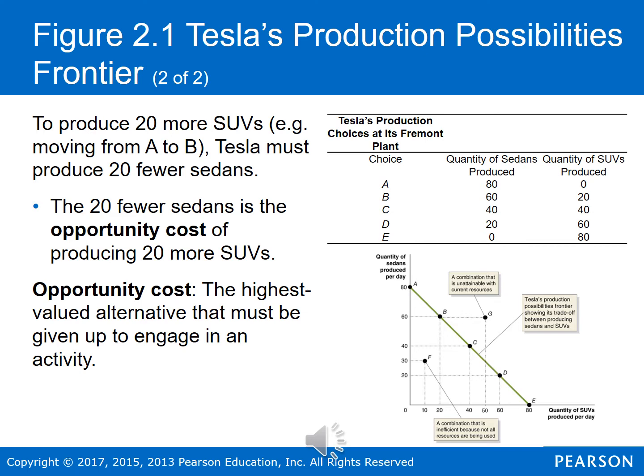Now let's say, for instance, that Tesla is producing at point A on the production possibility frontier. They're producing 80 sedans and 0 SUVs currently. In order to produce 20 more SUVs, so moving from point A to point B, Tesla has to produce 20 fewer sedans. So they move from producing 80 sedans to 60 sedans, and from 0 SUVs to 20 SUVs. In this case, the 20 fewer sedans is the opportunity cost of producing 20 more SUVs. Remember, the opportunity cost is the highest valued alternative that must be given up to engage in an activity. In this case, producing 20 SUVs, you have to give up producing 20 sedans.